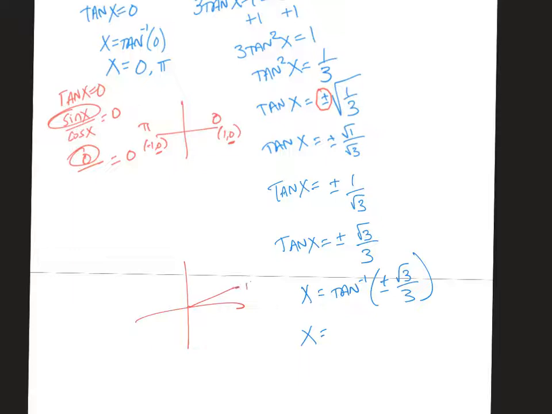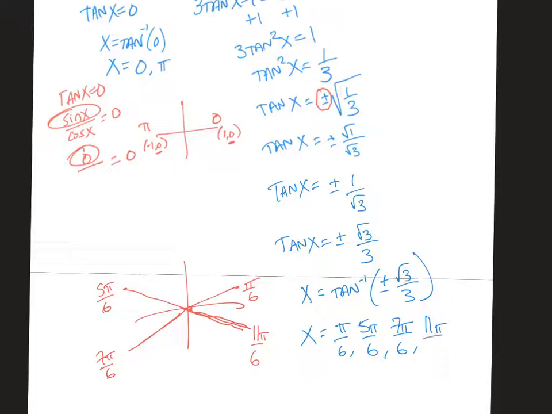That happens at pi over 6. We would get a negative square root of 3 over 3 over here at 5 pi over 6. Here would be a positive, again, square root of 3 over 3, so that happens at 7 pi over 6. And then here we would get a negative square root of 3 over 3, and that is 11 pi over 6. So these solutions over here are pi over 6, 5 pi over 6, 7 pi over 6, and 11 pi over 6. So we had 4 solutions here, and we had these 2 up there. So we have a total of 6 solutions for this problem.